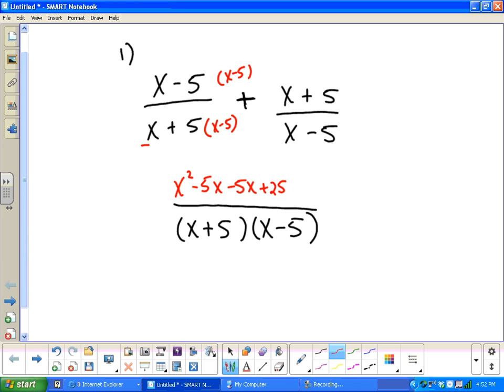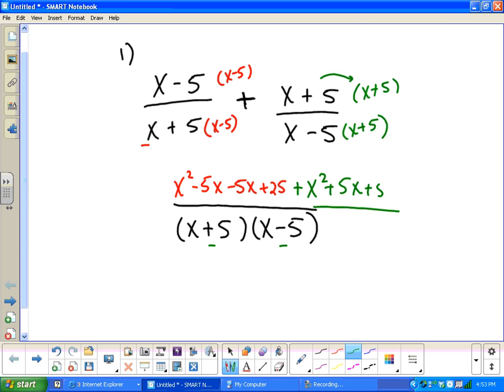Now let's do the other part. We've got x minus 5, and we're going to x minus 5 times x plus 5. To make that happen, we would have had to multiply the denominator by x plus 5, so I've got to multiply the numerator by x plus 5. Now x plus 5 times x plus 5, using the FOIL method, gives me x squared plus 5x plus 5x plus 25.